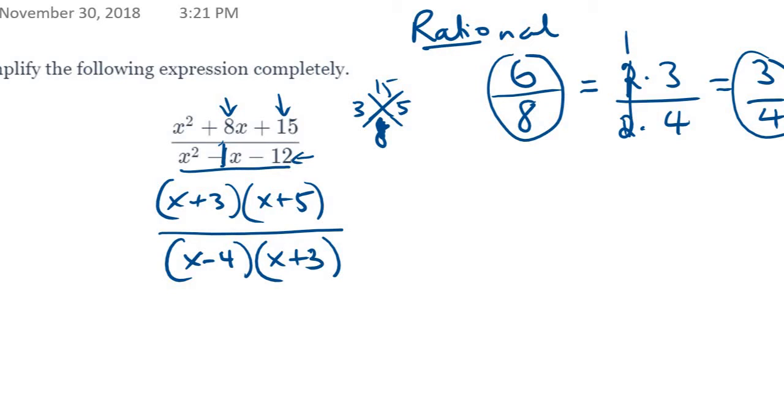So now I can look here and see that these two binomials are exactly the same. I can divide them out. So I'm going to divide them out like this, and this is going to be divided out to get 1. Then the numerator will be left as x plus 5, and the denominator is x minus 4. So basically, that's how you simplify rational expressions.